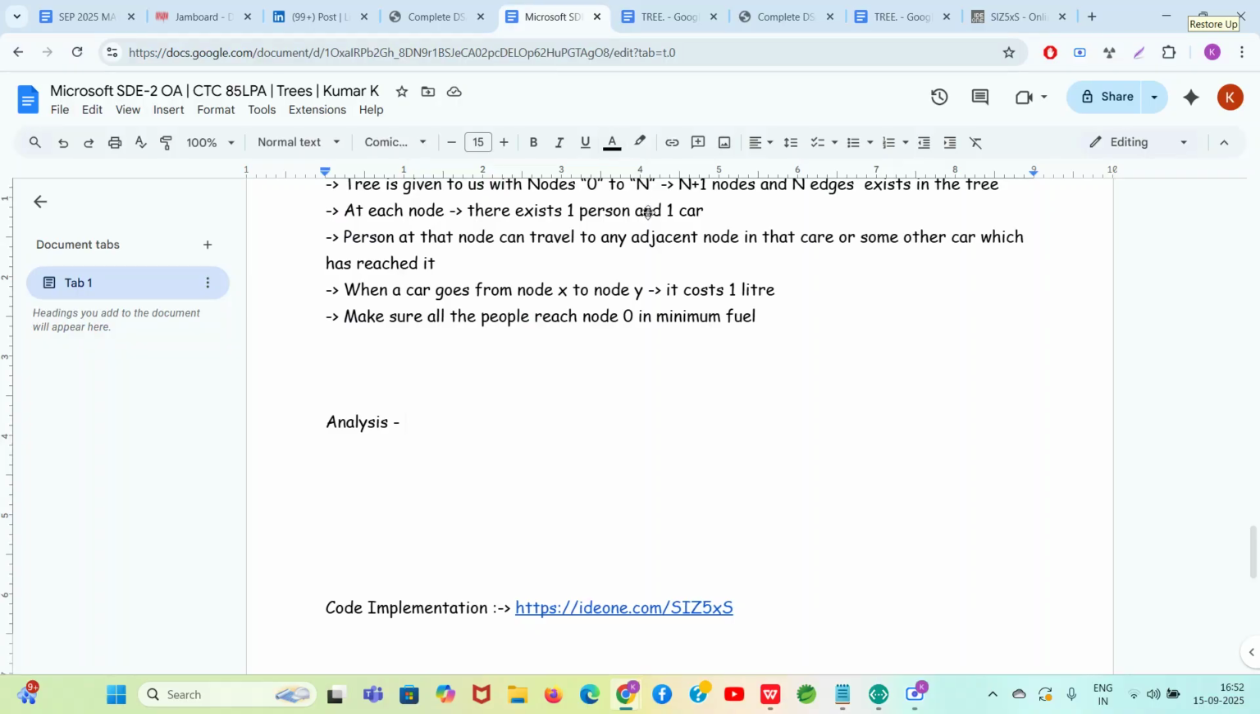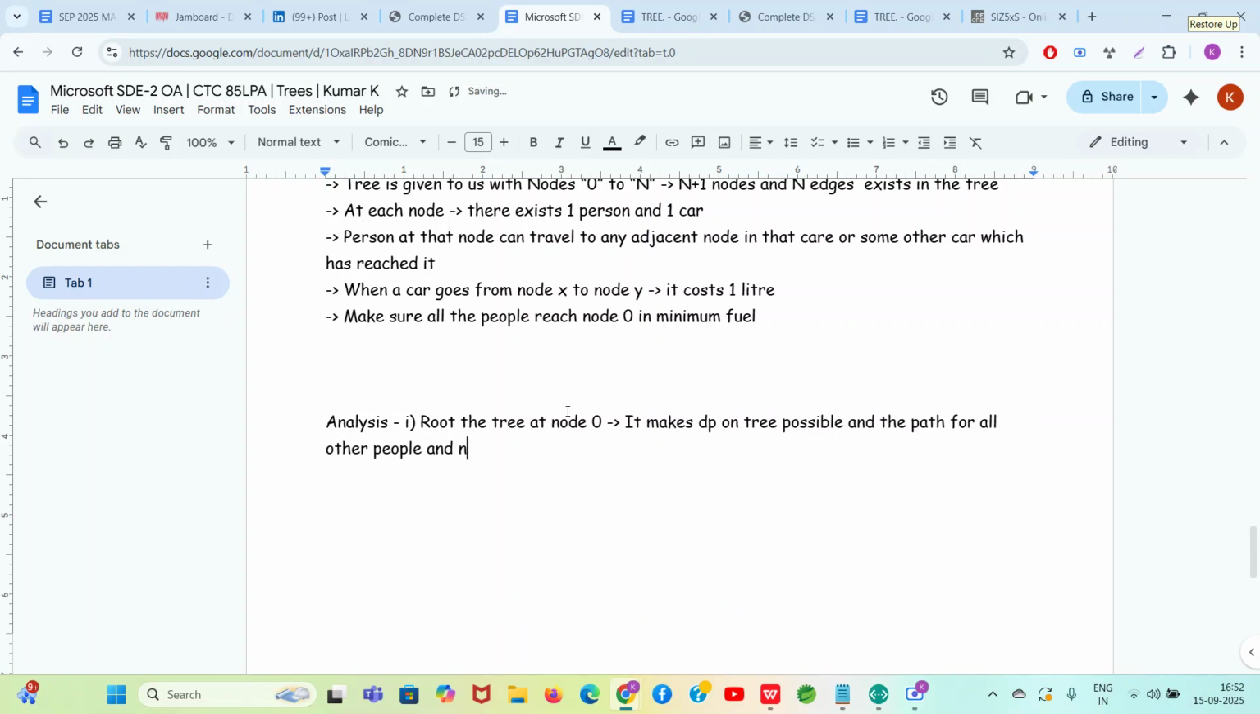And the first thing which you should do is root the tree at node 0. Why? It makes DP on tree possible, and the path for all the people on other nodes is clear, bottom to up.